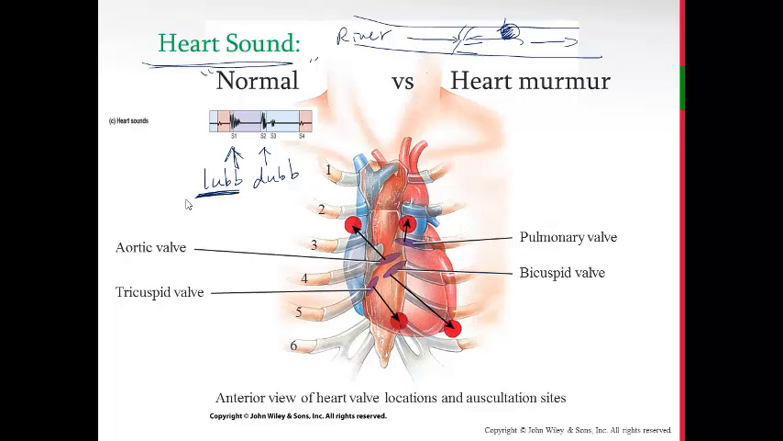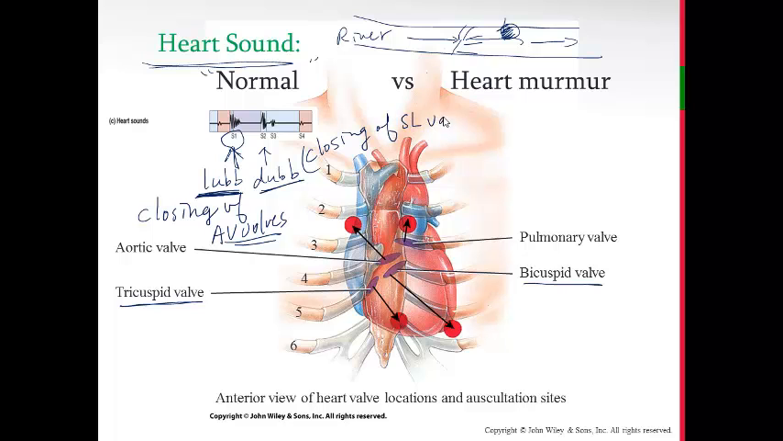But when it's being stopped, for instance, your S1, when you hear the lub, this is actually showing you the closing of your AV valves. So when your tricuspid valve and your bicuspid valve are closing, you can clearly hear the S1 sound, the lub sound. It's a little bit longer. And when you hear the dub sound, this is when your SL valves are closing. These are your aortic and pulmonary valves closing, and you hear that second, shorter dub sound.